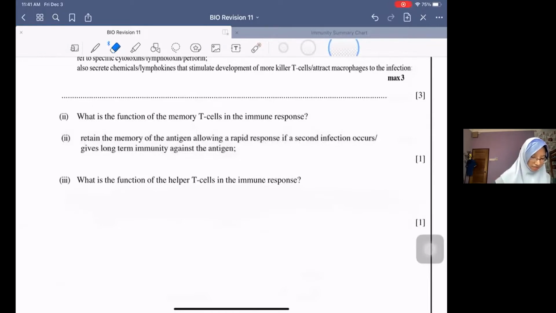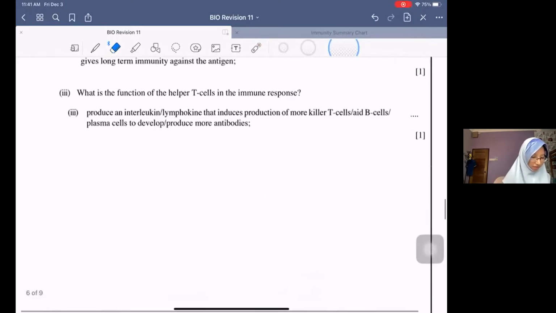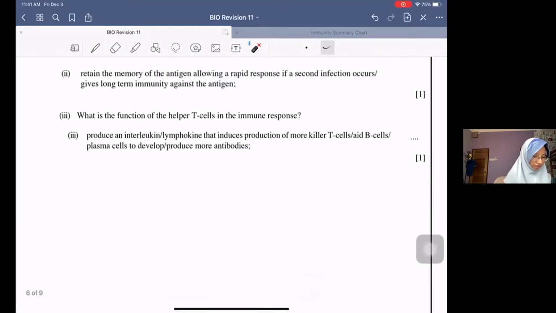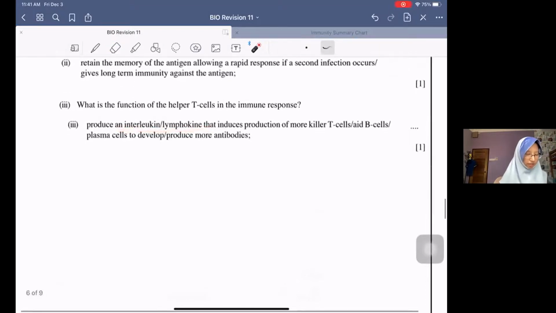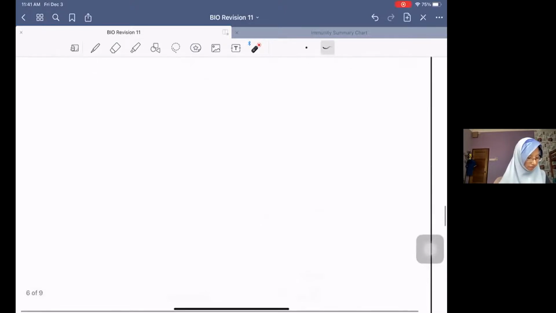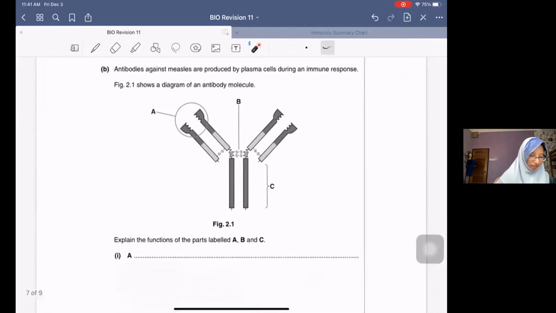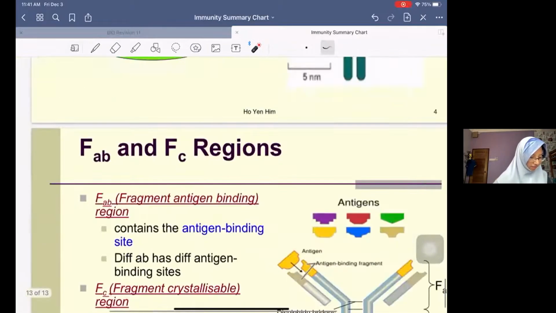So same answer. What is the function of helper T cells in immune response? They produce interleukin. They are the ones who produce all the cell signaling molecules to attract more cells and help them. Okay, I'm having the last part for my part, antibodies.